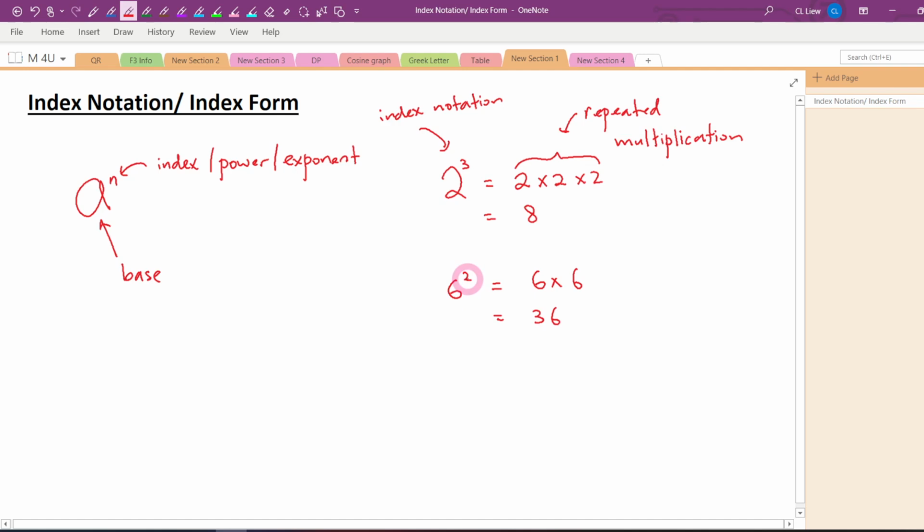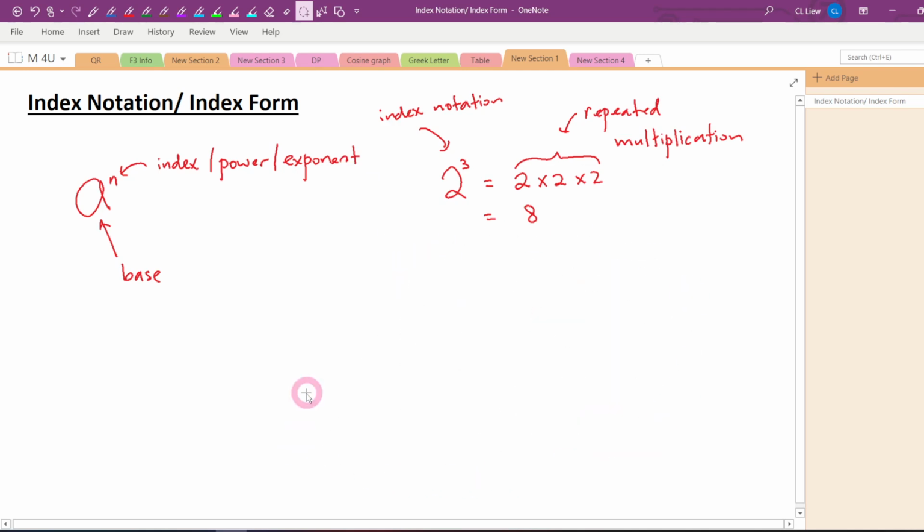But sometimes some students might make some mistakes. For example, let's say 6 to the power of 2. They will think that this is actually 6 times 2, which gives you 12. This is not correct. 6 to the power of 2 means 6 times 6, not 6 times 2. Okay?